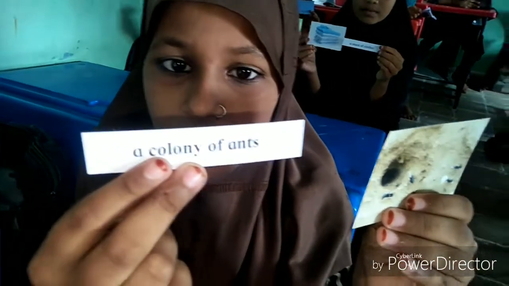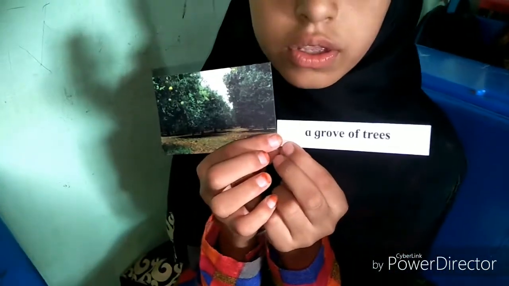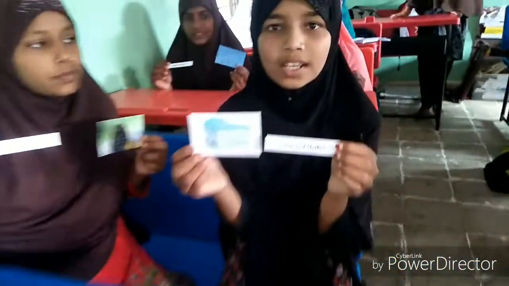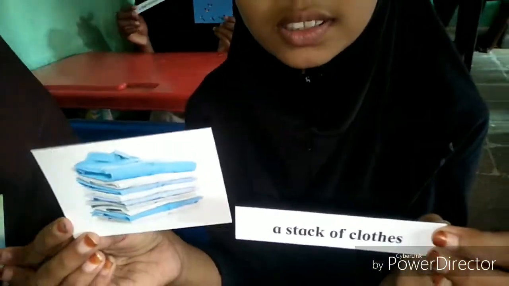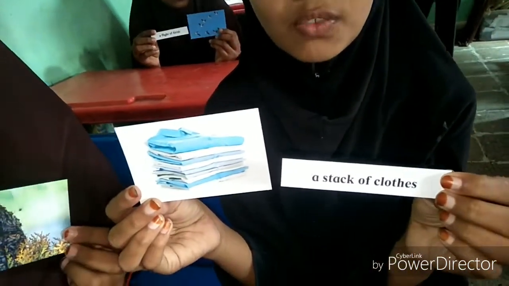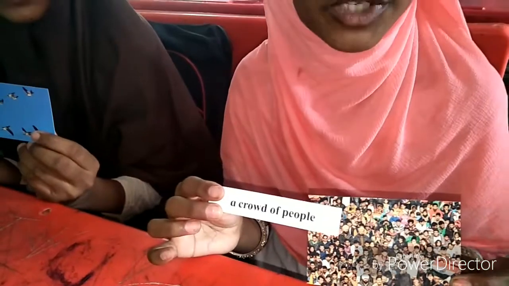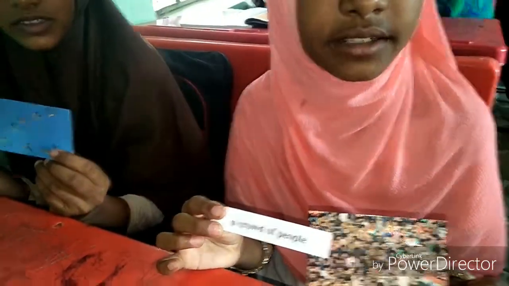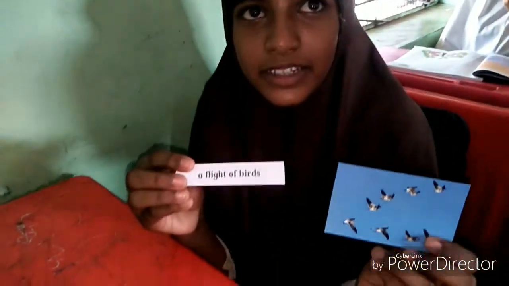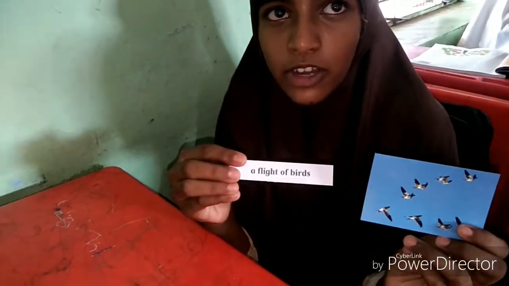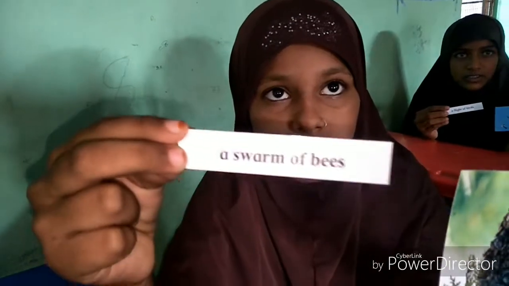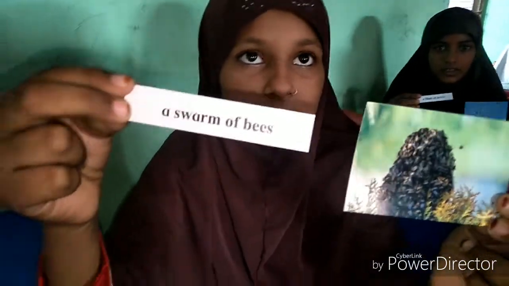A colony of ants. Very good. A row of trees. A stack of clothes. Repeat once again. A stack of clothes. A swarm of bees. A crowd of people. What is the meaning of crowd? Bhid. A flight of birds. Repeat once again. A flight of birds. What is in your hand? A swarm of bees. What is the meaning of bees? Shetki makki. Very good.